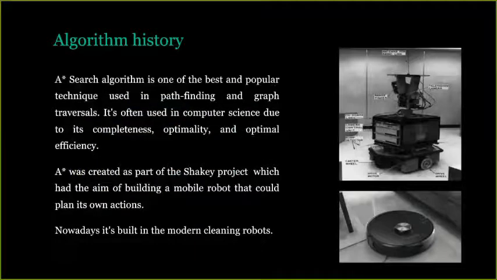So concentrating on our presentation, we should highlight that A-star search algorithm is one of the best and the most popular techniques used in pathfinding and graph traversals. It's often used in computer science due to its completeness, optimality, and optimal efficiency. And going back to the origins of this algorithm, it was created as part of the Shakey project, which had the aim of building a mobile robot that could plan its own actions. You can see that robot on the picture above.